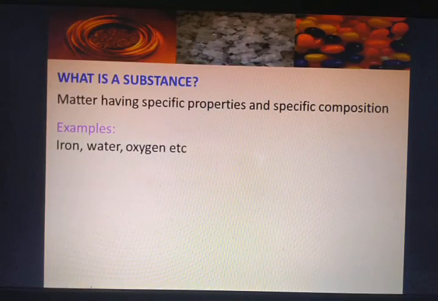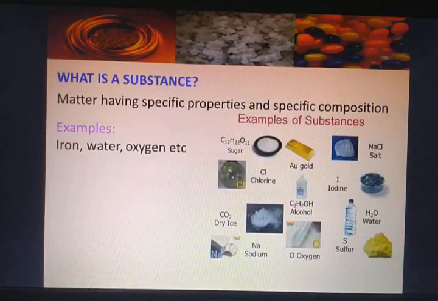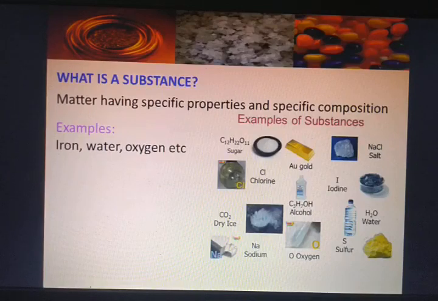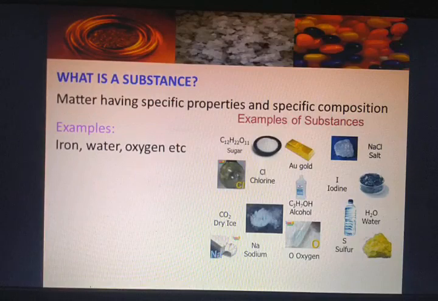For example, iron is a substance, water, oxygen, and there are numerous others. I've just stated three. There are numerous substances present in the world and around us. Some more examples: sugar, chlorine, gold, salt, sodium chloride, dry ice, that means solid carbon dioxide, ethyl alcohol, water, sulfur, sodium, oxygen. Apart from these I have given you some more examples of substances, but these are not the only ones. Almost everything is a substance. The list is huge. It's enormous.